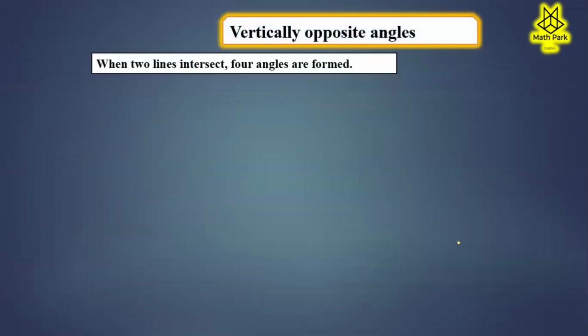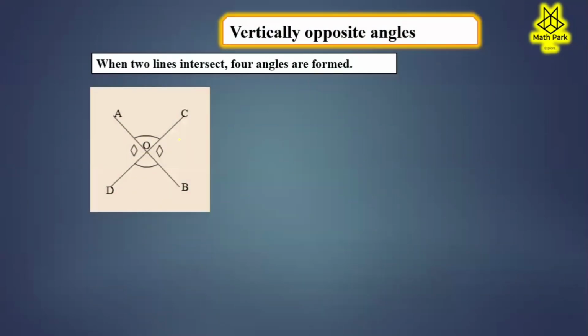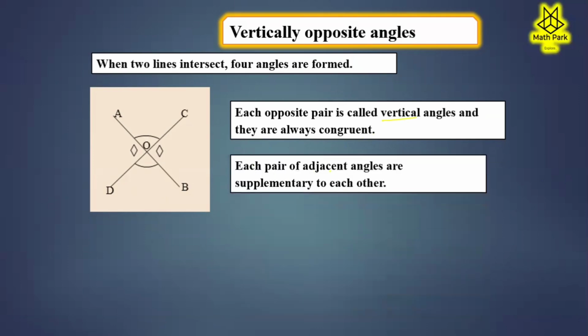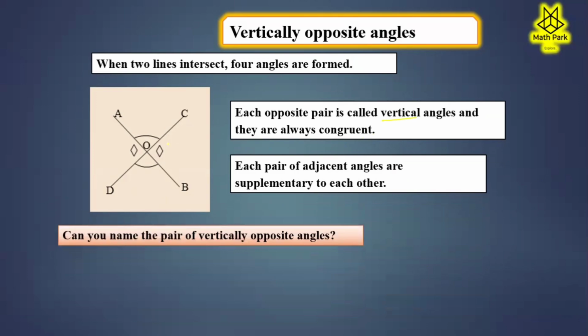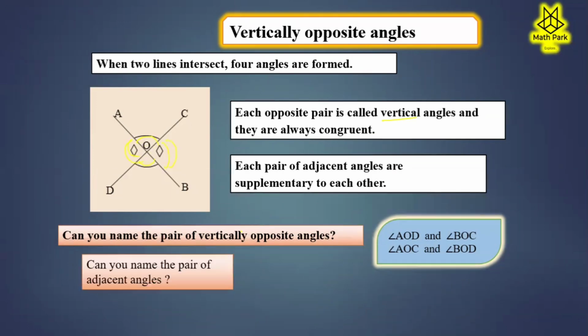Vertically opposite angles. When two lines intersect, four angles are formed. Here lines AB and CD are intersecting at O. Each opposite pair is called vertical angles and they are always congruent. Each pair of adjacent angles are supplementary to each other. So name the vertically opposite angles. We have this pair of vertically opposite angles: AOC and BOD, and AOD and BOC. These two are vertically opposite angles.